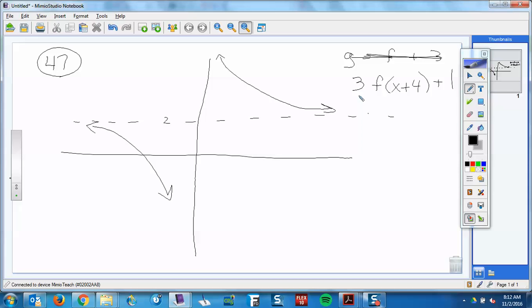So y equals 7, right? So y equals 7. So the whole thing goes up. So y equals 7. All right, and then 48.